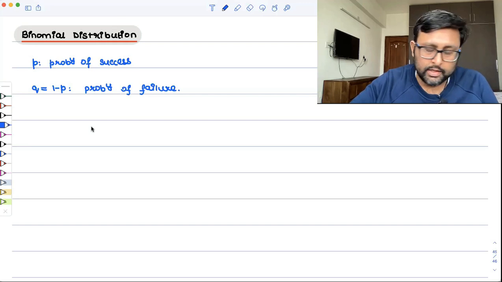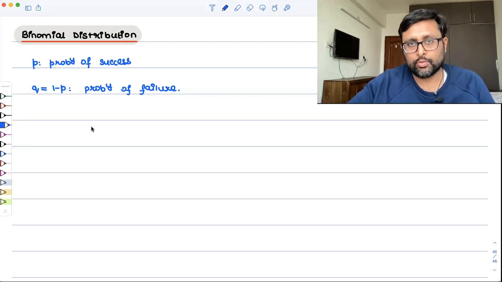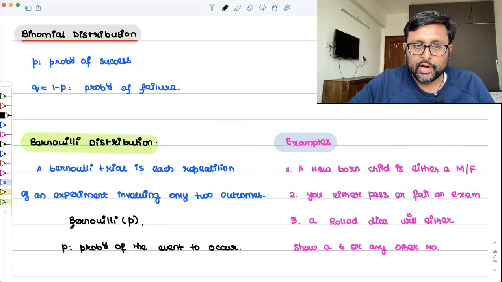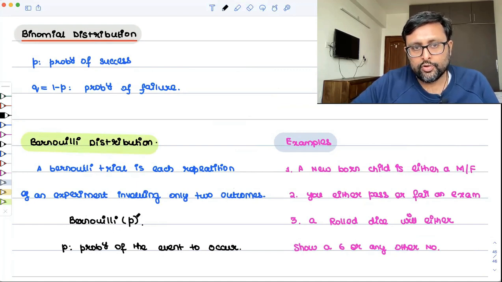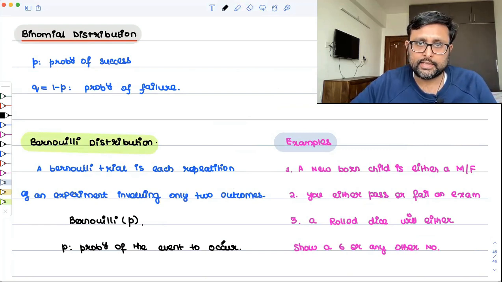So it is a trial in which each repetition is going to result in only one of the two outcomes, right? And you write Bernoulli distribution like this, Bernoulli P, where P is the probability of an event to occur. So maybe you are interested in finding out what is the probability of passing this exam. So that P is this here. Or you roll a die. You're interested in finding out what is the probability of getting 6. So that P is this here, right?